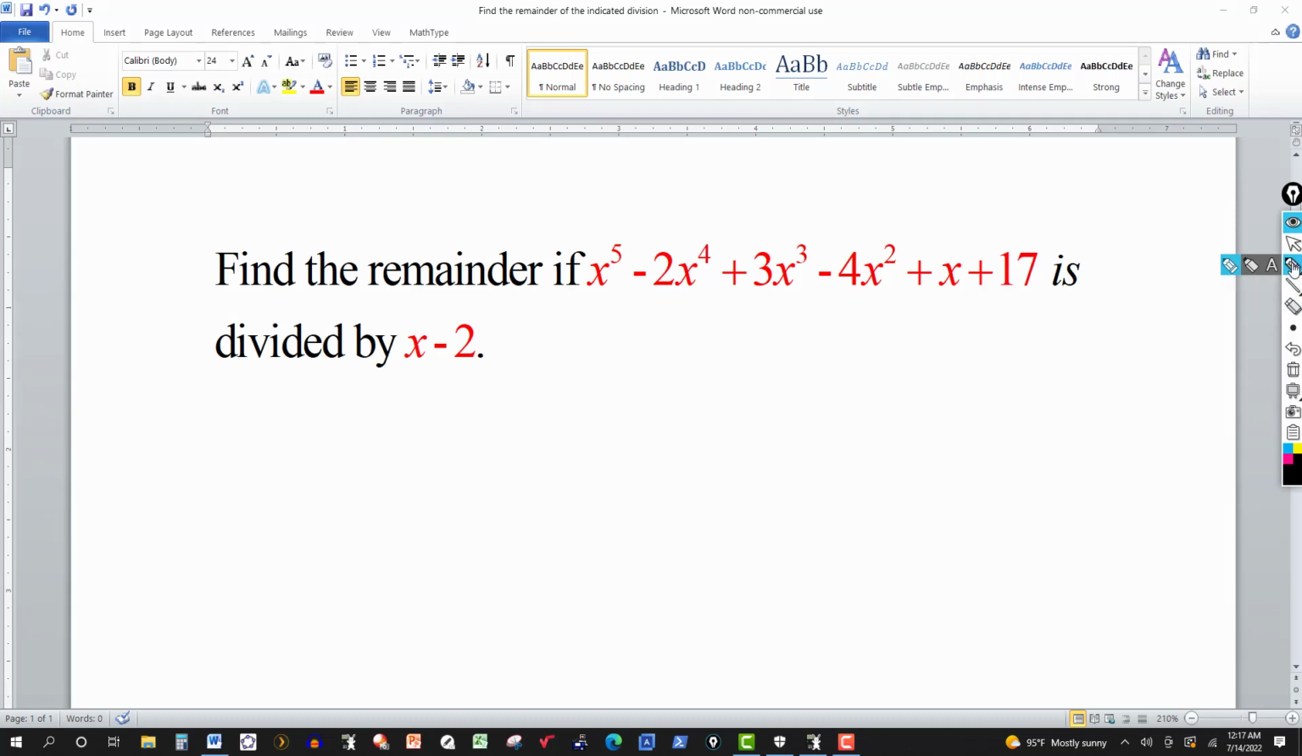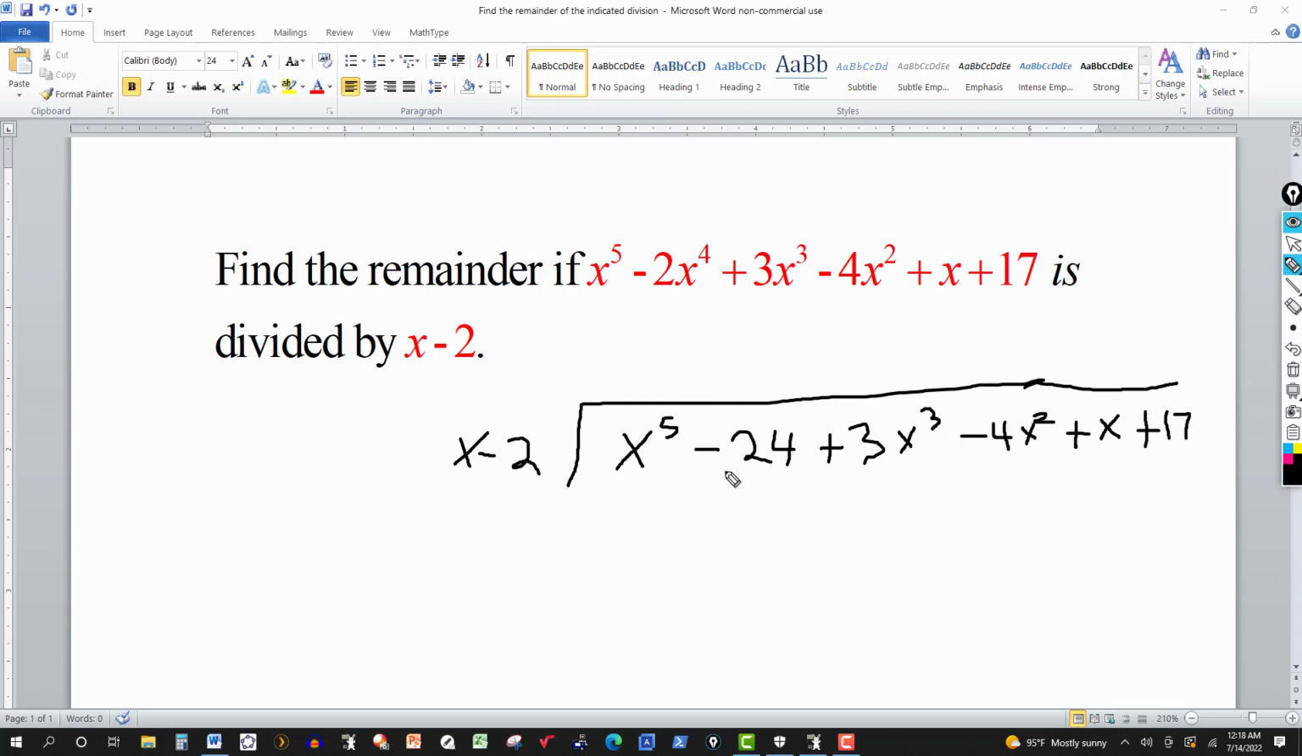So the first way we'll do it will just be regular long division. We want to know the remainder if this polynomial is divided by x minus 2. So we can just use a long division here. We want the divisor in descending powers, the same sort of thing with the dividend here. So the highest degree term goes first. If there's any missing terms, you can put a 0 there, or just leave a space.